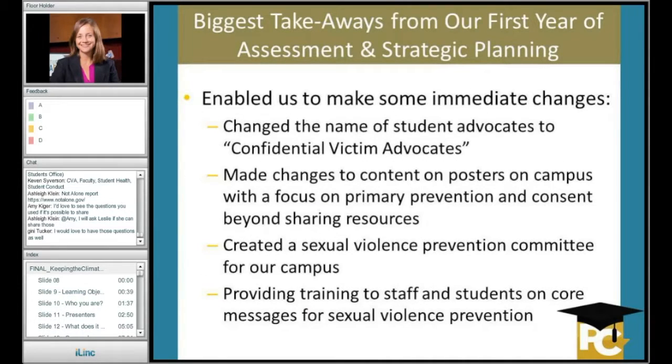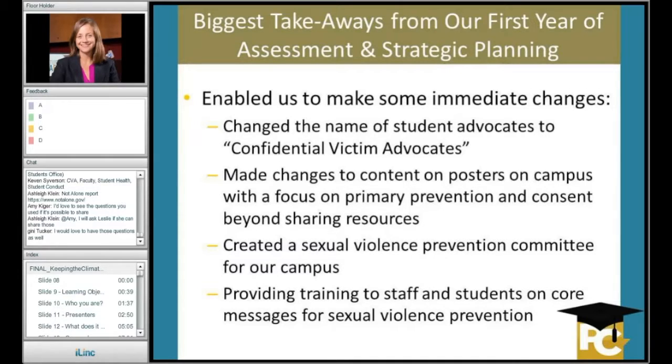From our initial efforts, which was one of our first years of assessment, and from some of the student recommendations, we immediately changed the name of our student advocates to confidential victim advocates, because that was something we clearly heard from students. That recommendation really came out of the Student Voice Report and their feedback. We also made changes to content on posters.